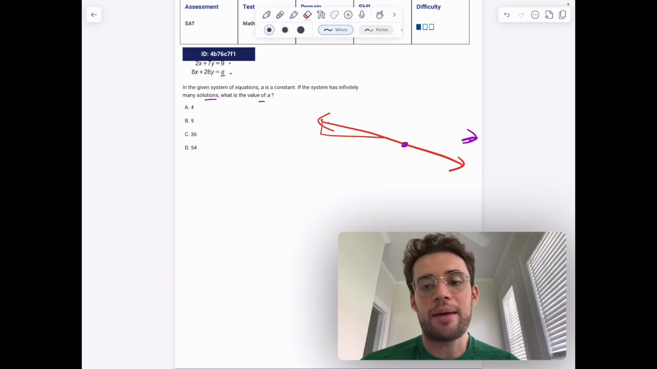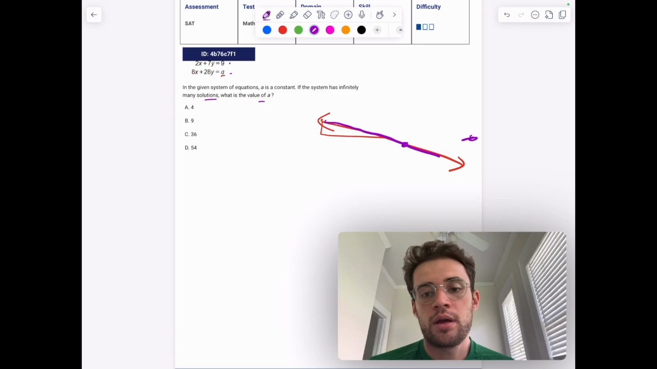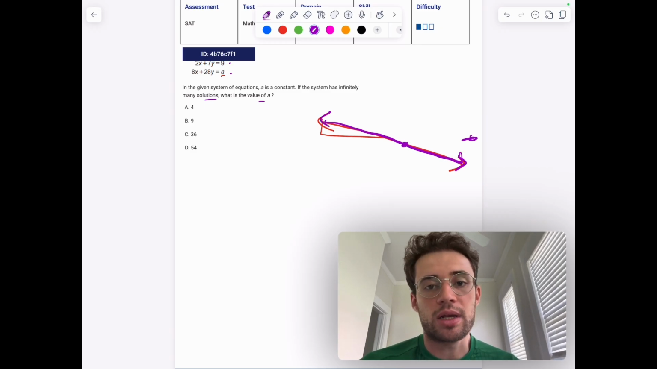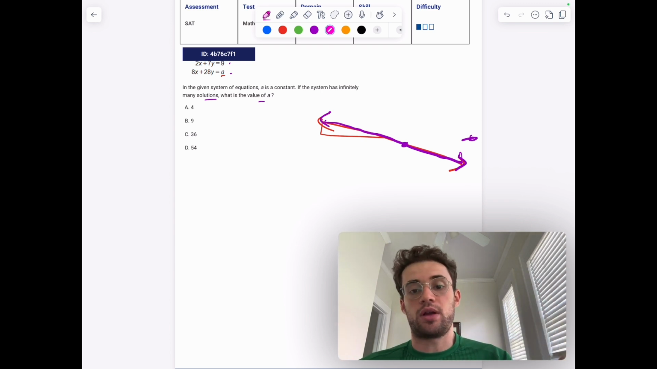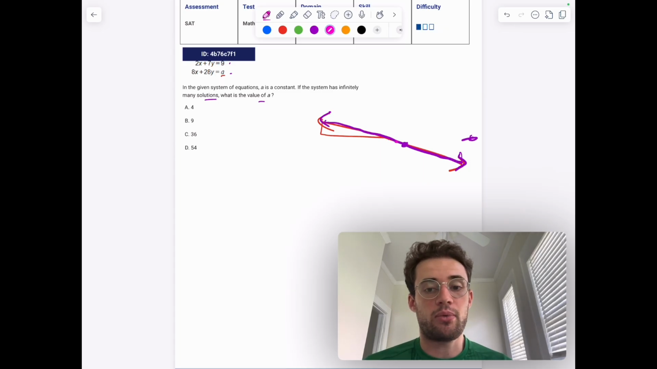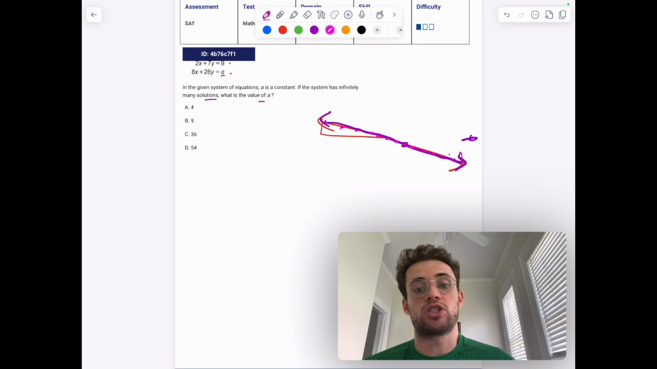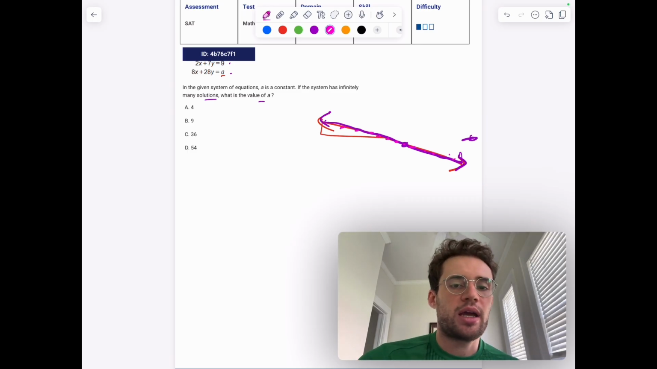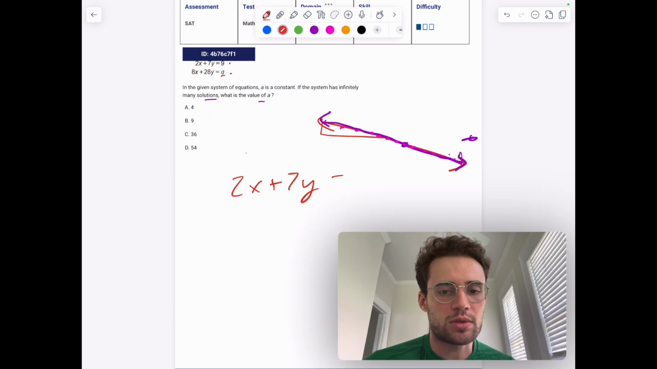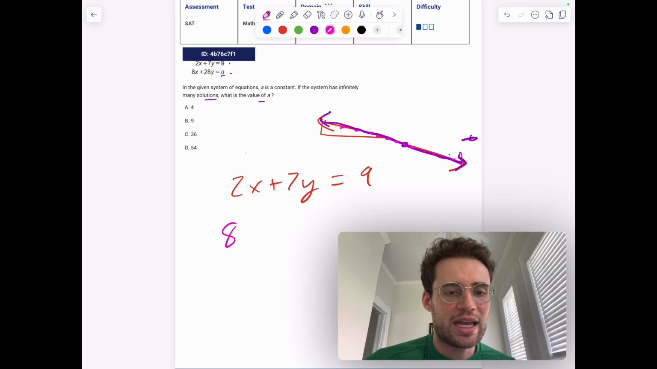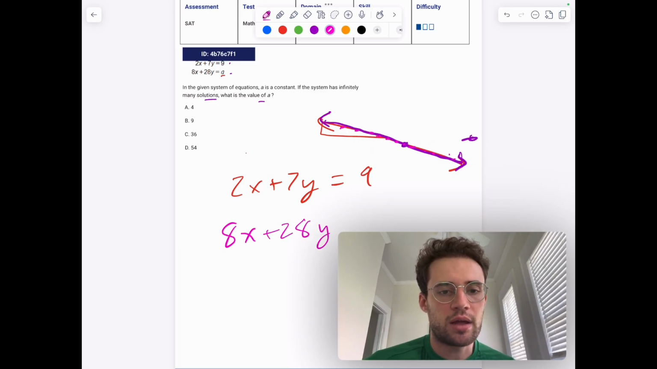But if this line happens to be the same line, then every point that's on this line would be a solution. It doesn't mean that any possible combination of x and y is a solution. Right? It's not like every point is a solution if there are infinitely many. It's just that there are infinite points on the line, and any point on either line, because they're both the same line, would be a solution to both equations. So we need to find a way to make this equation equivalent to this equation. And we can see they have 2x plus 7y equals 9. The other one is 8x plus 28y equals, we don't know what it is.